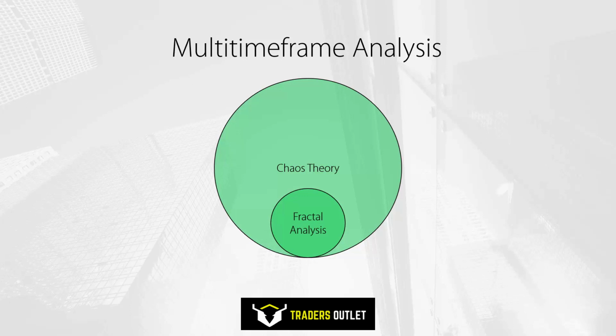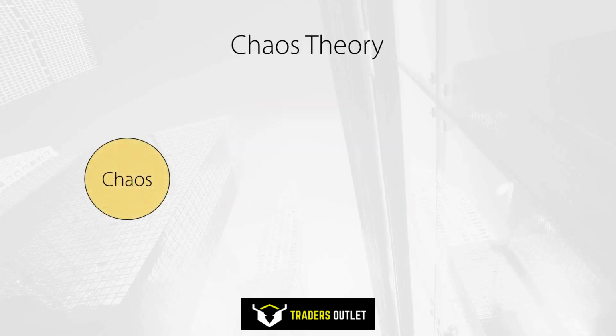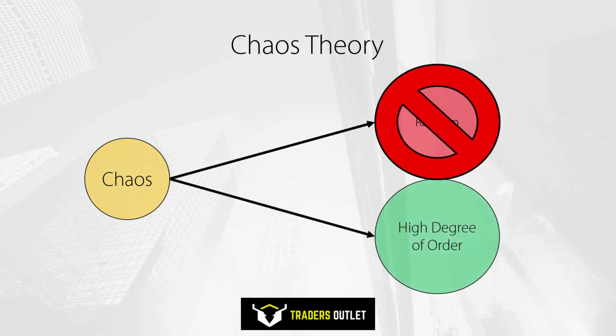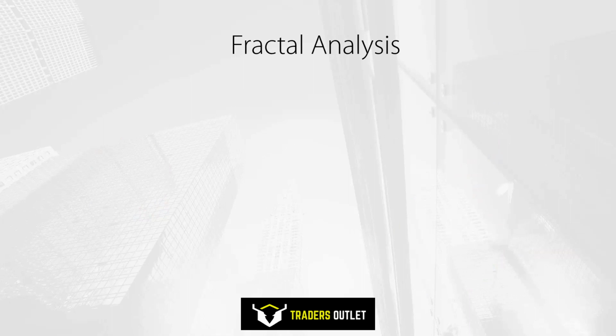Chaos theory is the theory that claims that apparently random and chaotic systems are not random at all. They just function within a higher degree of order that is not obvious at first glance. From that point of view, the appropriate way of analyzing a chaotic system like the markets is by breaking it down into smaller components. This is where the idea of fractal analysis comes into play. The word fractal means pattern that repeats inside itself.